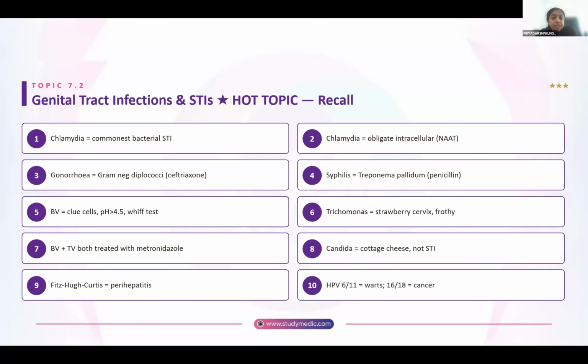Now, Fitz-Hugh-Curtis syndrome, we saw it is with chlamydia, and there will be perihepatic adhesions. Human papillomavirus 6 and 11 are for the warts, 16 and 18 are for the cancer. So these are some key hot recall topics in genital tract infections.